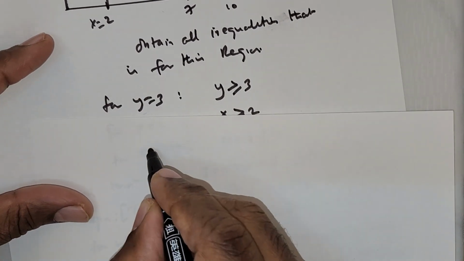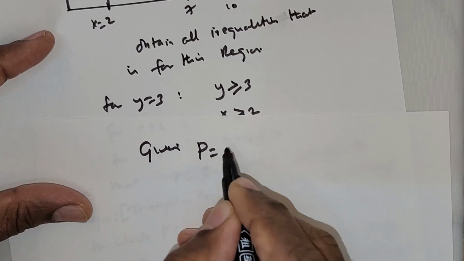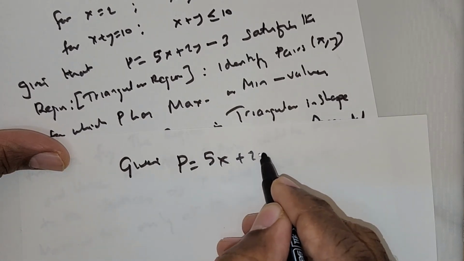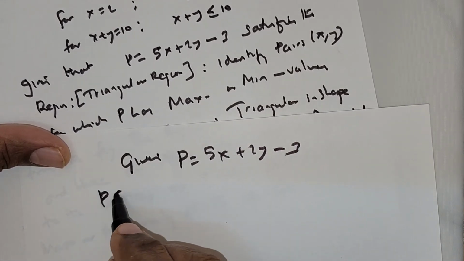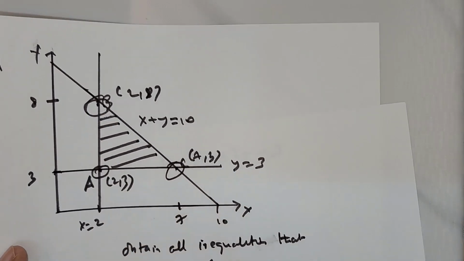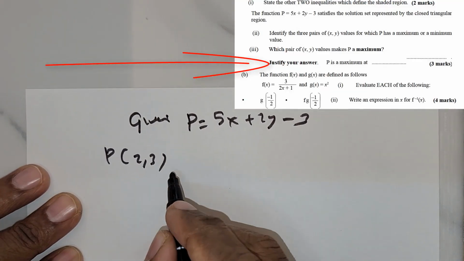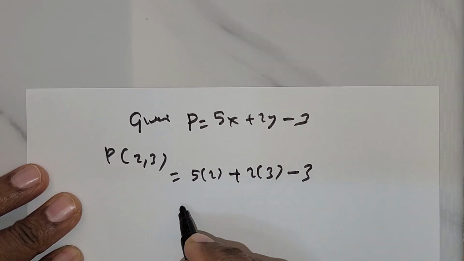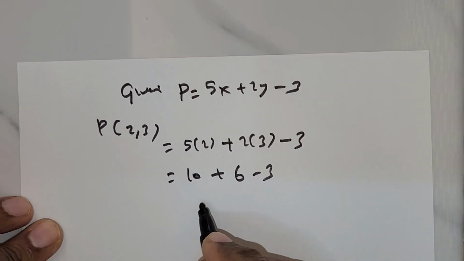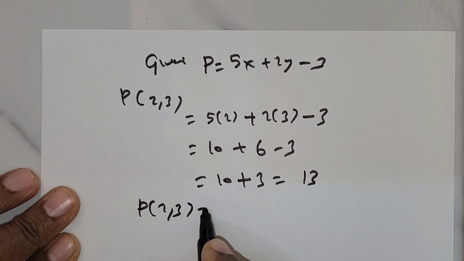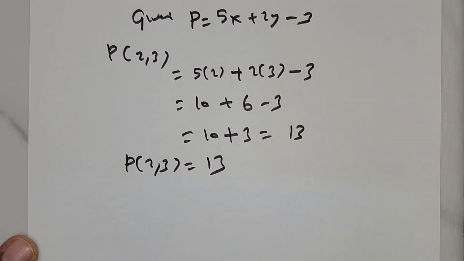So what I'm going to do, I'm going to move to this side of the page. What is given? P is equal to 5x positive 2y negative 3. So for P of 2 comma 3, I'm going to pick out the values for each of these. So all of these values we need to get. So this is going to be 5 of 2 positive 2 of 3 negative 3. 5 times 2 is 10, 3 times 2 is 6, negative 3. This is 10 positive 3, which is 30. So P of 2 comma 3 is giving us 30.